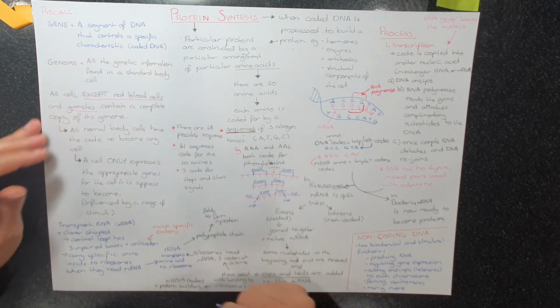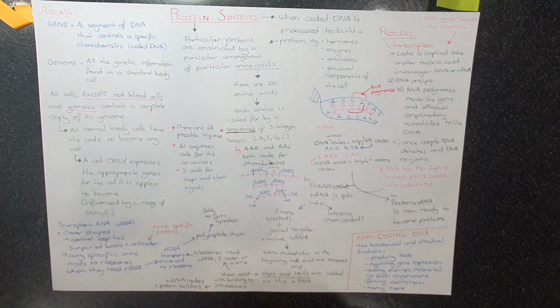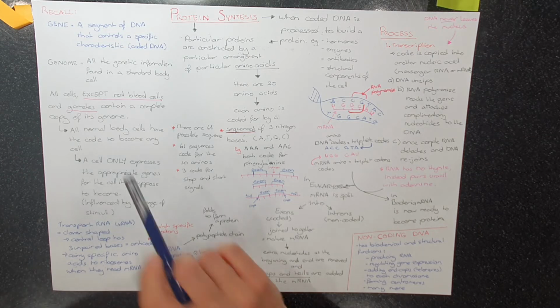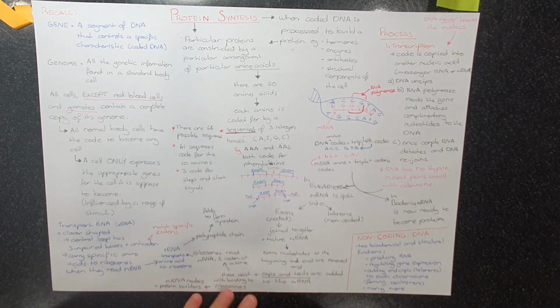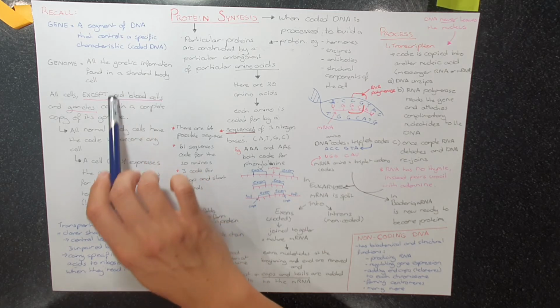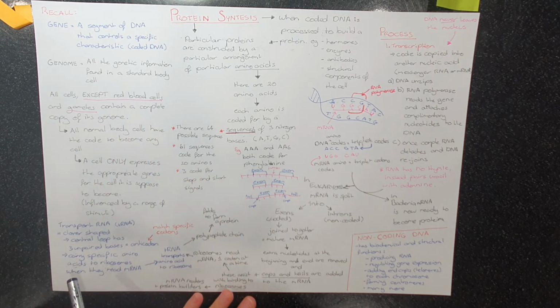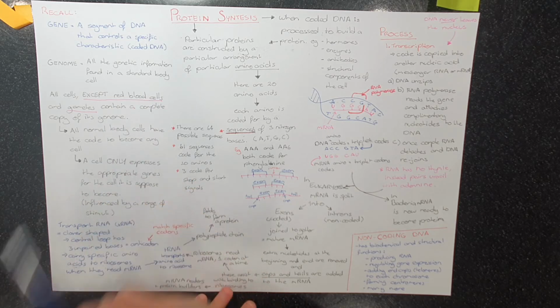Gametes are an obvious one because they can only have half of the DNA that a normal cell has. But red blood cells don't carry any, because they don't reproduce, and they don't have cell nuclei. So those are two cells that don't have a complete copy of the genome.